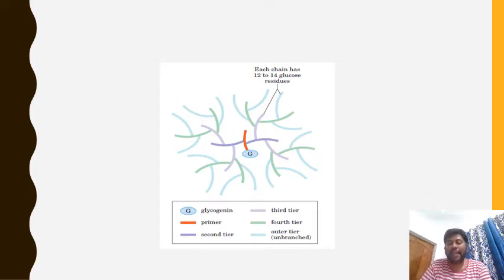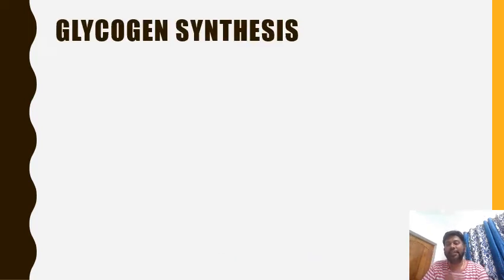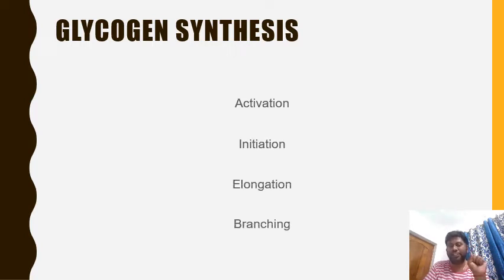This is how glycogen is synthesized in our body. Okay, so to sum up, glycogen synthesis is made up of 4 phases: activation of glucose, initiation, elongation, and branching. Okay, so first activation. What is the activation process?